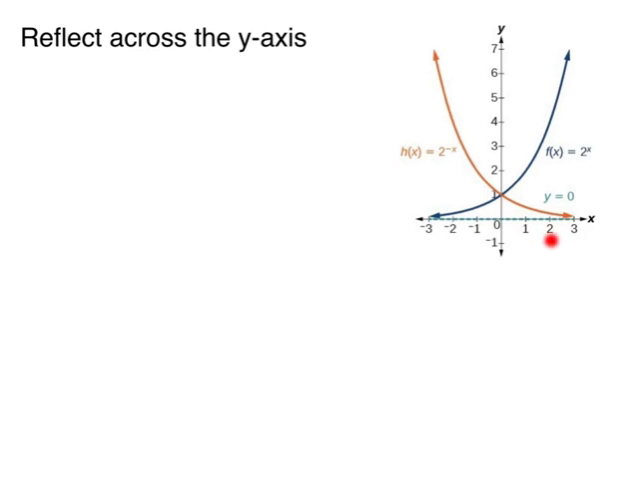This does not change the domain or range at all. The domain is still all real numbers, left and right, and the range is still all numbers bigger than 0.